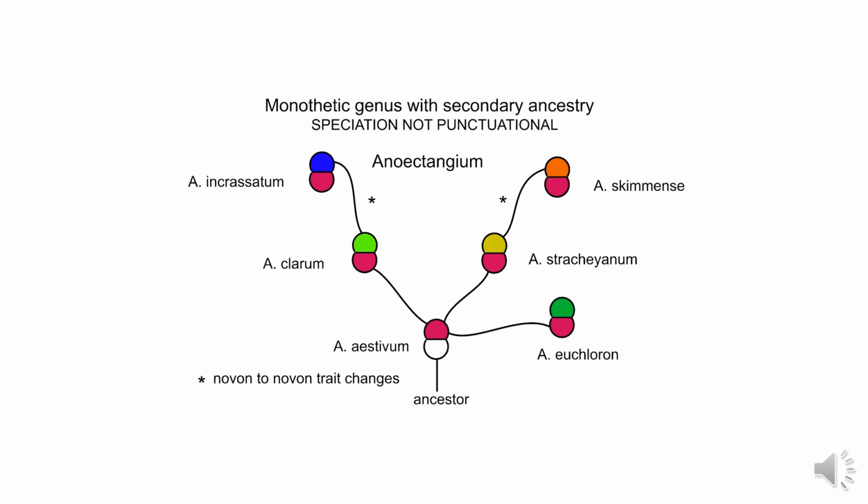Some monothetic genera that are widespread in the world have secondary ancestry. Here is Anactangium, a widely distributed genus showing non-punctuation or anagenetic macroevolution. The secondary speciation is a combination of new states of very old traits in the ancestron and modifications of new traits in the nova, where the asterisks are. This may be explained as successful establishment in geographically rather distant allopatric niches.